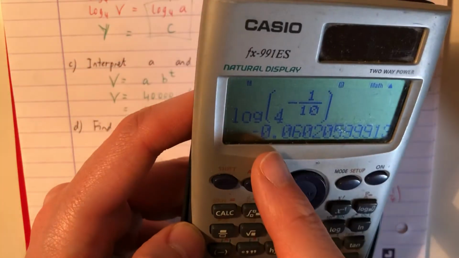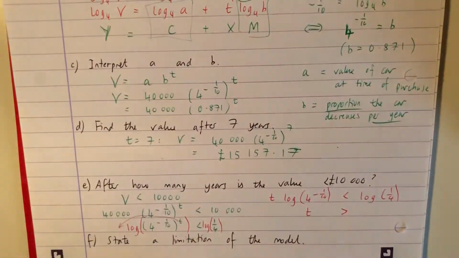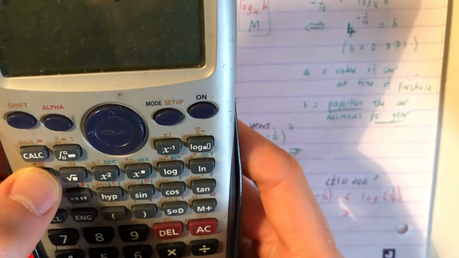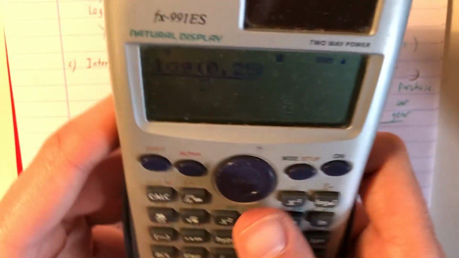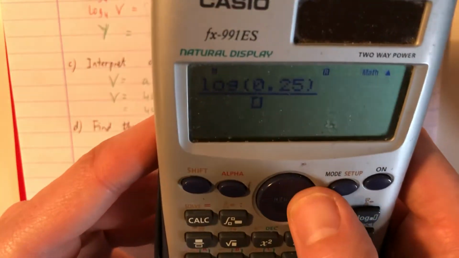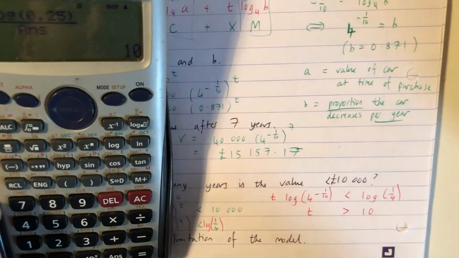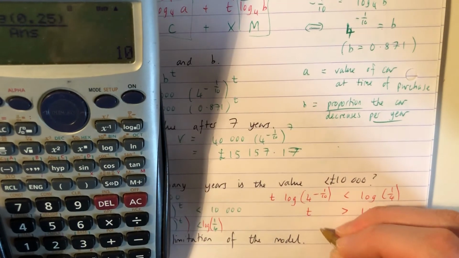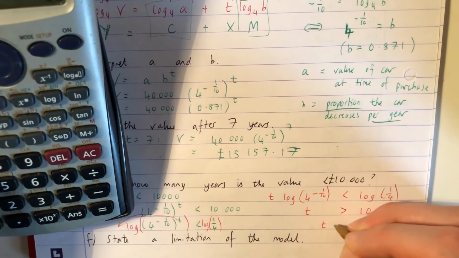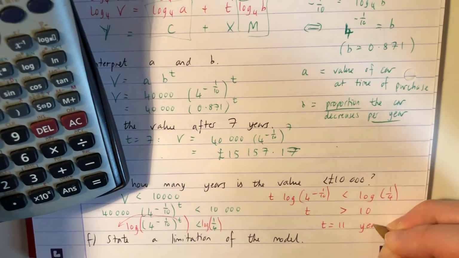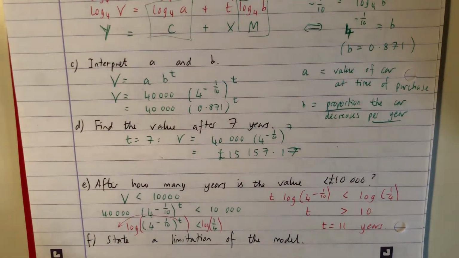Okay, that is negative, so I do need to switch the sign. So direction changes to a greater than. And let's do log of 1/4 divided by that answer I just typed in. Gives you 10. So t would have to be greater than 10. So t would have to be equal to 11 years. After 11 years, it'd go less than 10,000. Let's just double check to see if that makes sense.